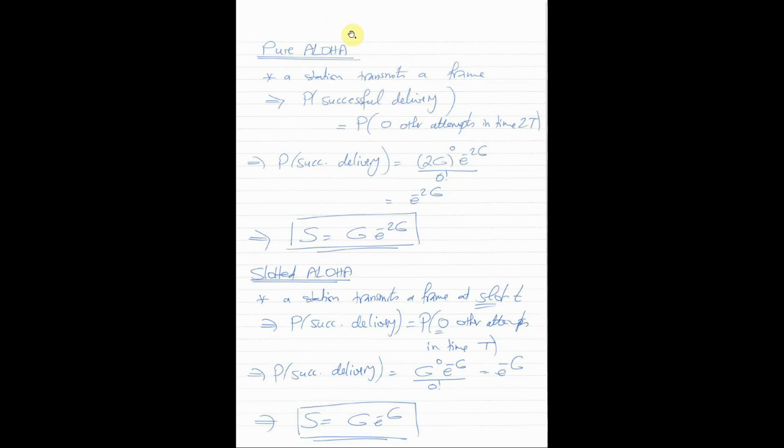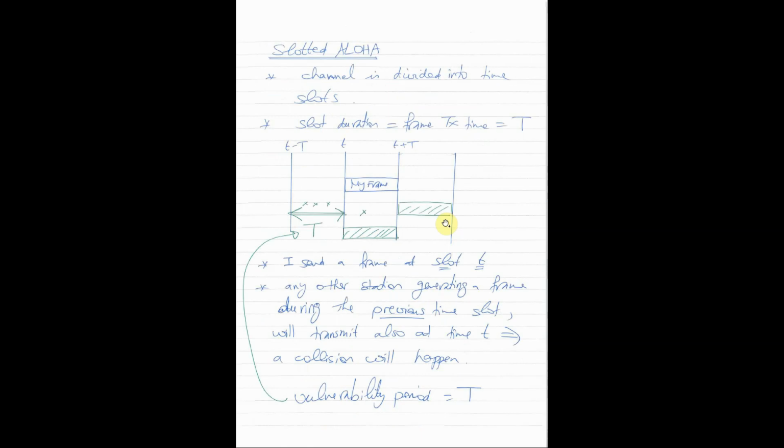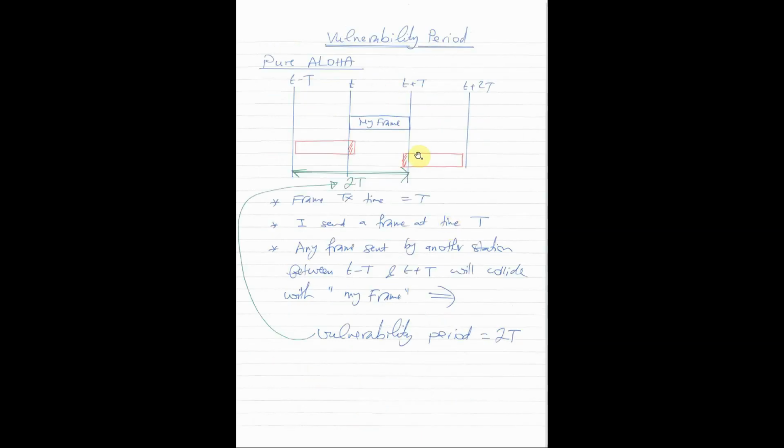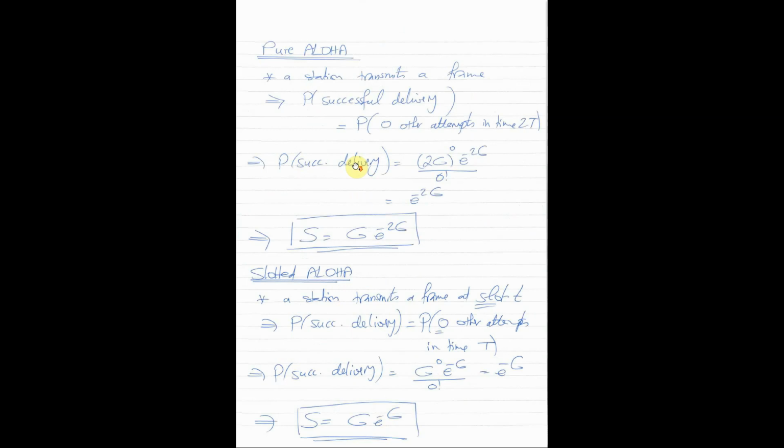In pure Aloha, the probability that my frame is successfully delivered is the probability that no other station attempts to transmit anything during the vulnerability period of 2T. That's why I'm saying here the probability of successful delivery is the same as the probability that we have 0 other attempts during time 2T. Why did I use 2T here? Because this is the vulnerability period in pure Aloha. If someone else transmits during this time, we get a collision.